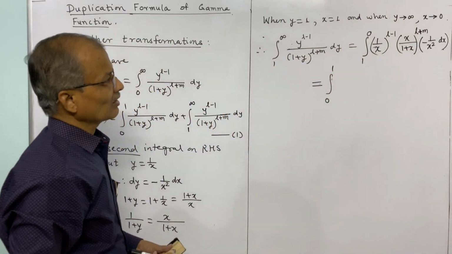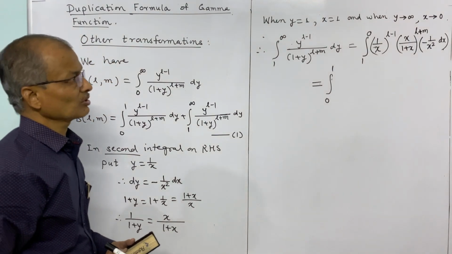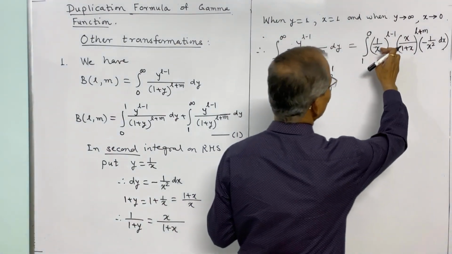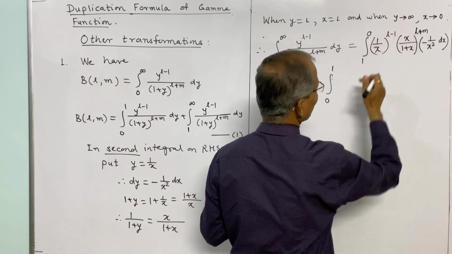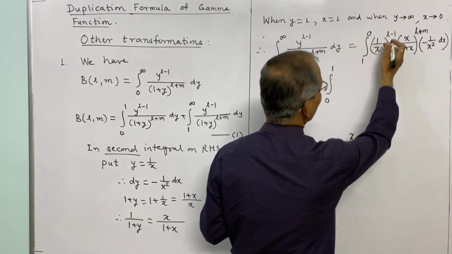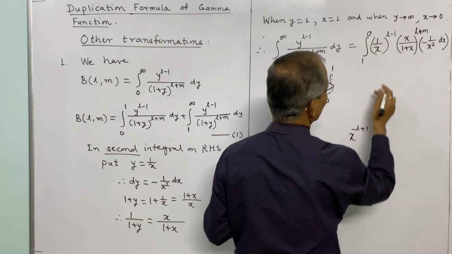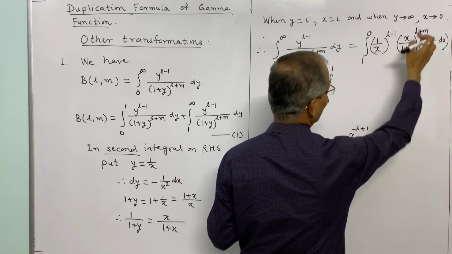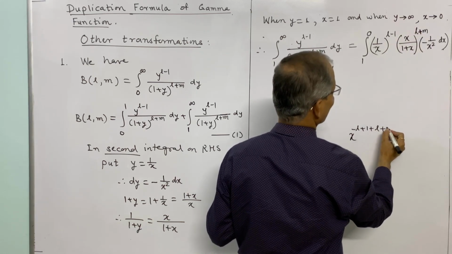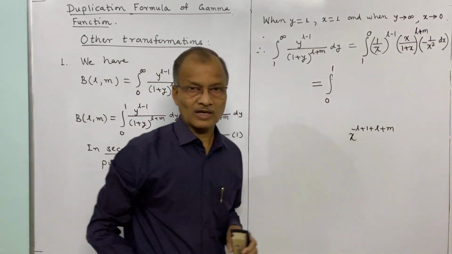Now you see, what is the total power of x? The power here, x is at the denominator, so this will be negative, which means the power of x will be minus L plus 1 for this. And here it is at the numerator, so the power is the same, L plus m, using the laws of indices.